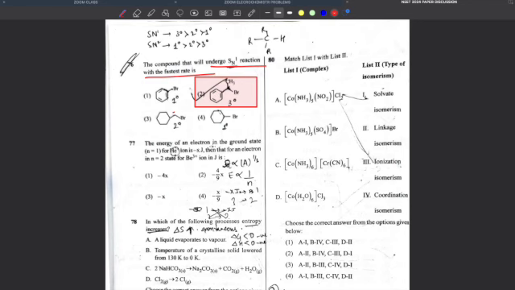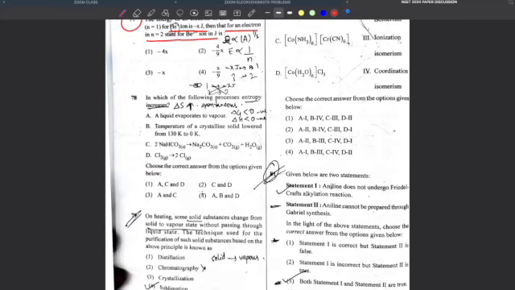Next one, the energy of an electron in the ground state n equals 1 for helium is x, then the n equals 2 for beryllium is. It has to be solved. We will solve it. We will see it later after giving the questions here.